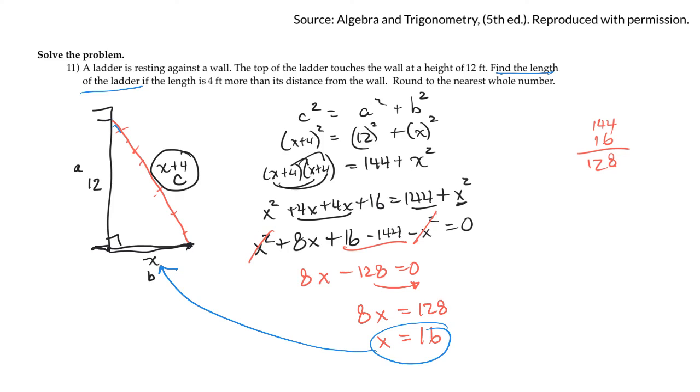So this is the ladder here. So the ladder is x plus 4, or 16 plus 4 equals 20 feet. That's how long the ladder is.